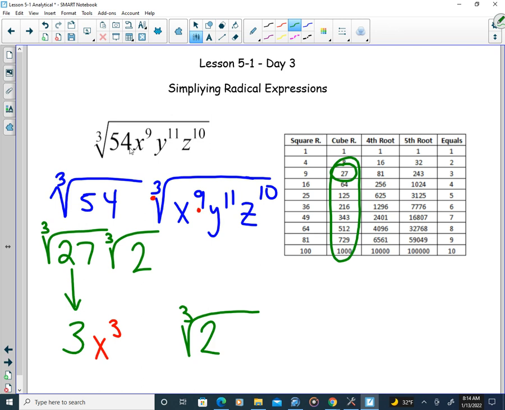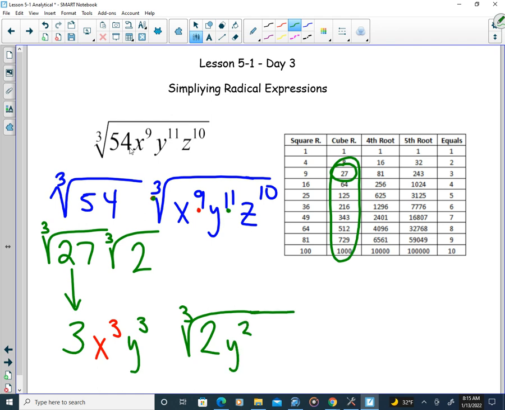How many times does 3 go into 11? 3 goes into 11 3 times with 2 left over. So that means there's going to be 3 y's on the outside that I can pull out, and then there's going to be a remainder. Because 3 times 3 is 9, and 11 minus 9 is 2. So there's 2 y's left under my radical.